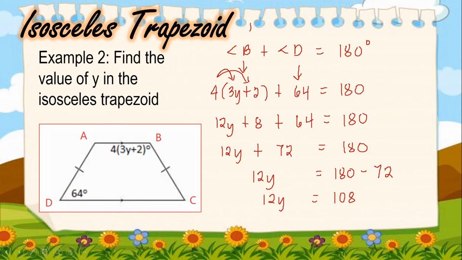To solve for y, divide both sides by 12. Therefore, y is equal to 108 divided by 12, which is equal to 9. Therefore, the value of y is equal to 9.